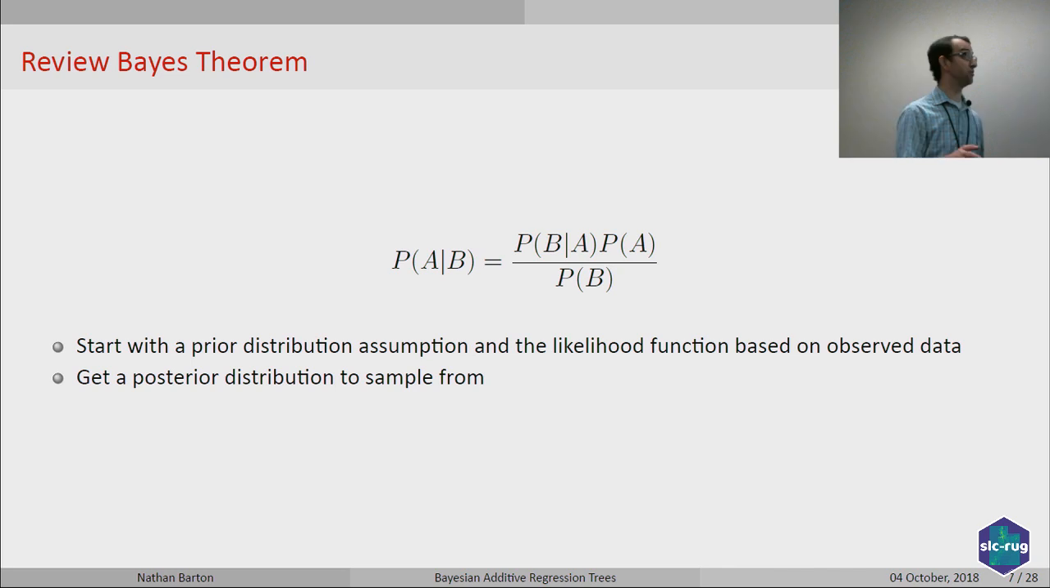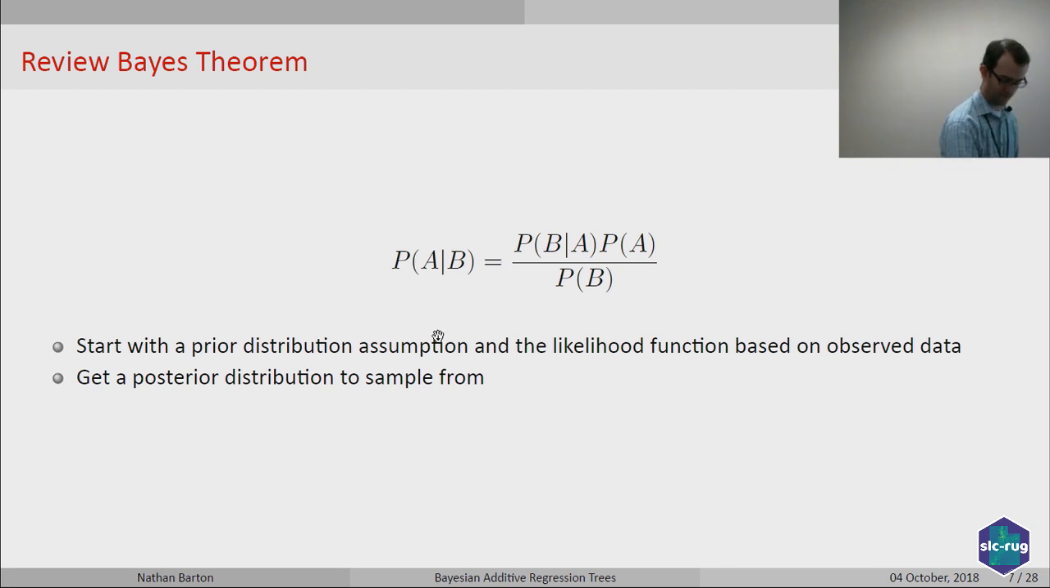So just a quick review of Bayesian statistics and Bayes' theorem, and this applies to the Bayesian additive regression tree approach. You start with a prior distribution assumption and the likelihood function from your data. And then from there, you get a posterior distribution that you can sample from, which is this P(A given B).